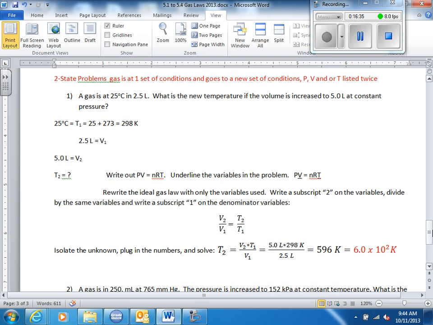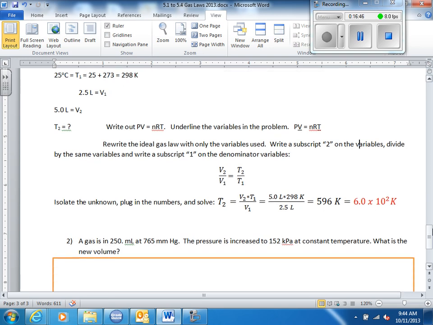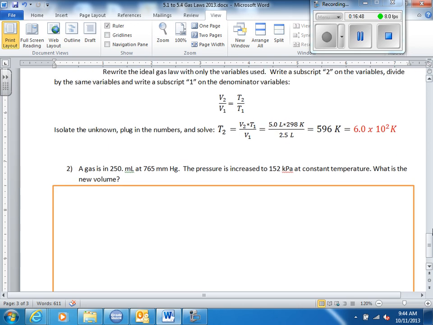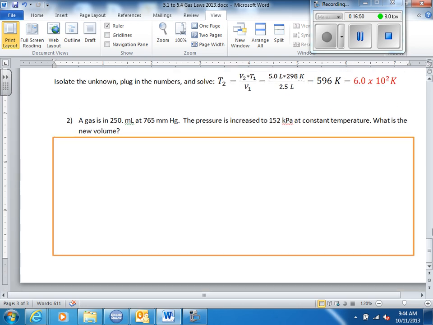Now, the most common mistake people make here is mixing up your 1's and your 2's, putting your volumes or your temperatures in the wrong place. So you have to go very slowly on these problems to make sure that you are doing them correctly.